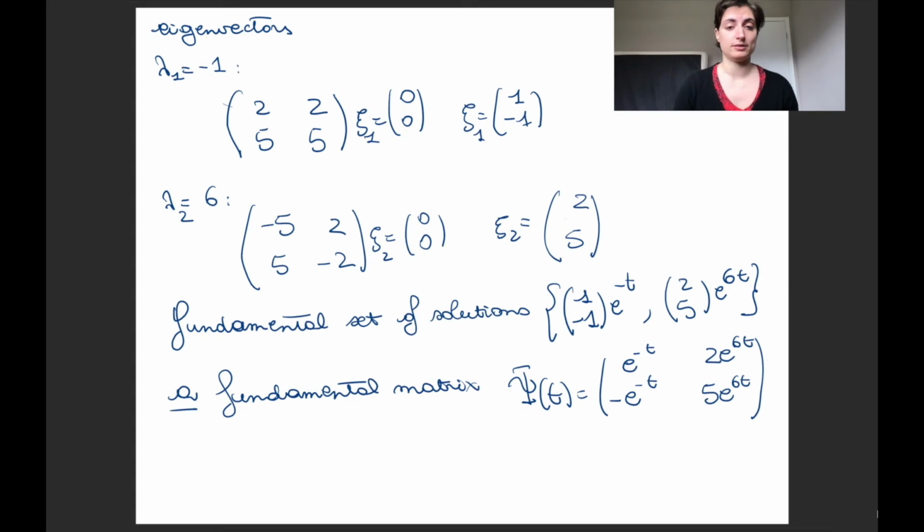So a fundamental set of solutions is the match of these eigenvalues and the eigenvectors that we found. So (1, -1) exponential of minus t, and then the vector (2, 5) times exponential of 6t. We can put these two fundamental solutions in a matrix. So we write this matrix psi, that is a fundamental matrix, one possibility in the infinitely many fundamental matrices, that is exponential of minus t, 2 exponential of 6t, and then in the second line is minus exponential of minus t, and 5 exponential of 6t.